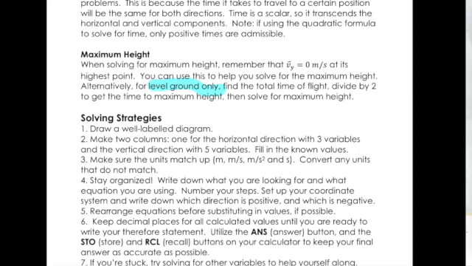you can find the total time of flight and then divide that by 2 in order to get the time for the maximum height. So practice problem number 1 will be on level ground.